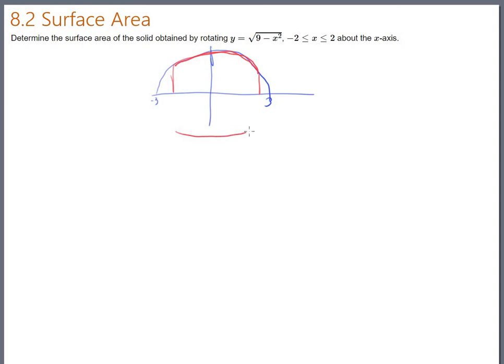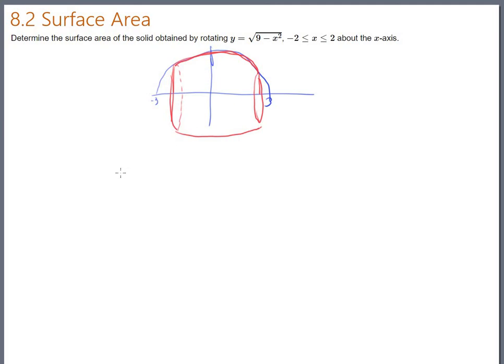So let's see if I can copy it down there. We're getting the shape of a pitted olive or something, but we just want the surface area, what it would take to actually paint this thing.